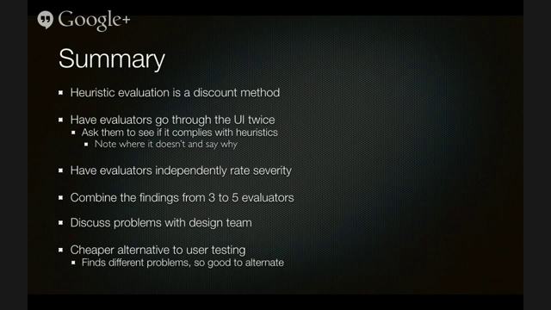All right. So in summary, heuristic evaluation is a discount usability method. The whole point of it is to get information back quickly and easily without having to engage real users. You will eventually go into real user studies, and we'll talk about that in a couple of weeks. You want evaluators to go through the UI twice and see where it doesn't comply with heuristics. You have them all rate severity. You combine all your findings from 3 to 5 people. You discuss the problems with the design team. And then you go out and improve your design for the next iteration of the implementation.